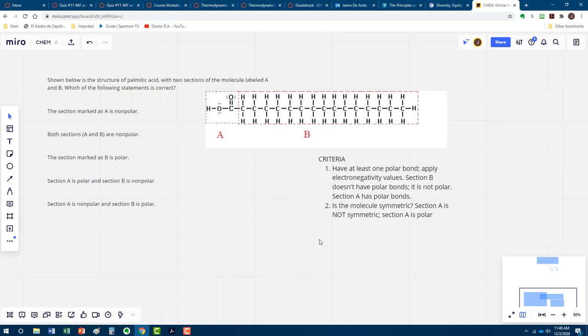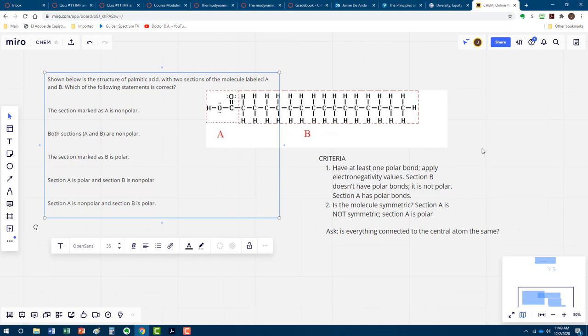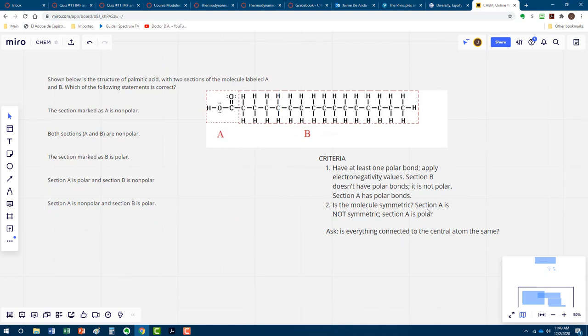I told you, look, just ask yourself, when this word symmetric or non-symmetric comes around, the question you ask is: is everything connected to the central atom the same? Are they all the same kinds of atoms, or are there atoms and lone pairs, or are there different kinds of atoms on that central one? So in the case of section A, carbon has oxygen here, oxygen there, carbon on this side. So in other words, section A, besides the fact that it has polar bonds, also has a non-symmetric character. So section A is polar.